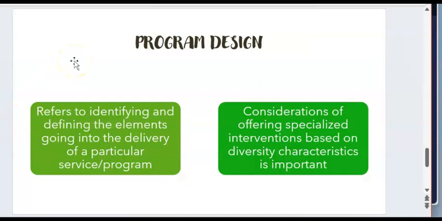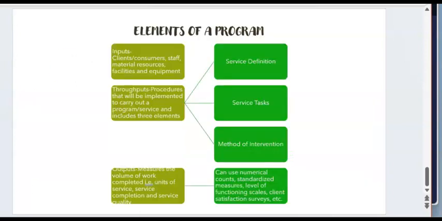In terms of program design, that refers to identifying and defining the elements going into the delivery of a particular service program, and considerations of offering specialized interventions based on diversity characteristics is important. And lastly, elements of a program.